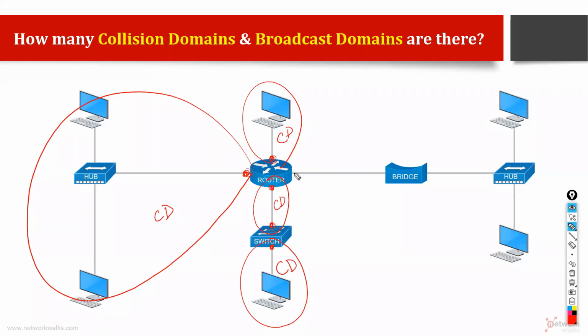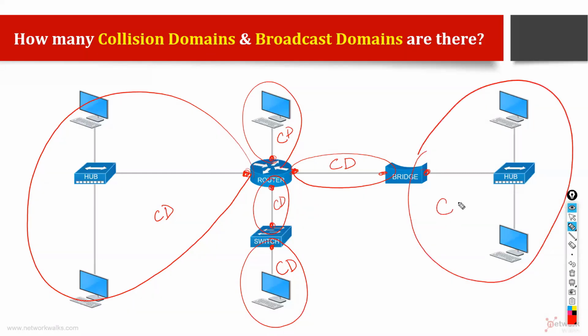This is another. Then bridge also makes a collision domain. So this is also one collision domain. Hubs, they don't make any difference to the collision domain. So this is all one collision domain. So how many total, guys? 1, 2, 3, 4, 5, and total 6 collision domains. Clear? If you understand this scenario, it means you understand everything.